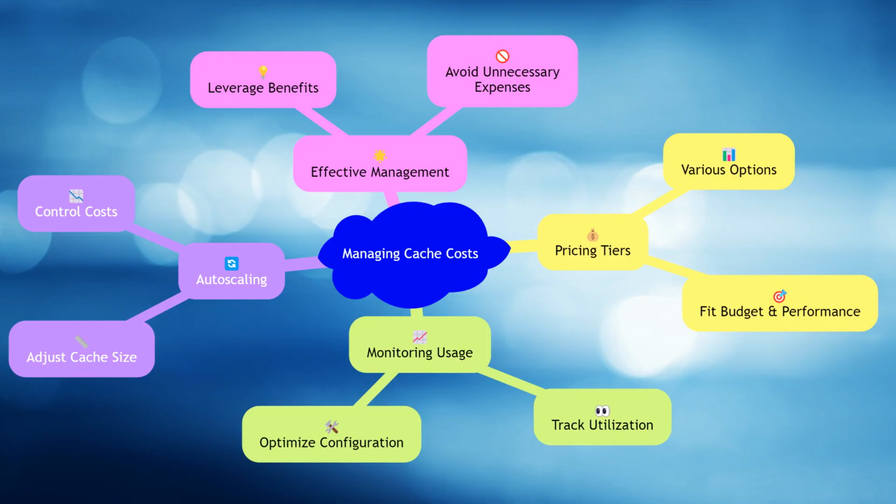Managing the cost of the cache is an important consideration. Azure Cache for Redis offers various pricing tiers and options, allowing you to choose the configuration that best fits your budget and performance requirements. By monitoring usage and optimizing configuration, you can manage costs effectively. Additionally, features like auto-scaling can help control costs by automatically adjusting the cache size based on demand. Effective cost management ensures that you can leverage the benefits of caching without incurring unnecessary expenses.